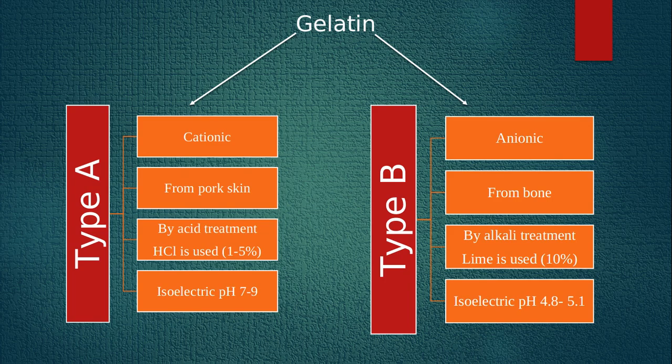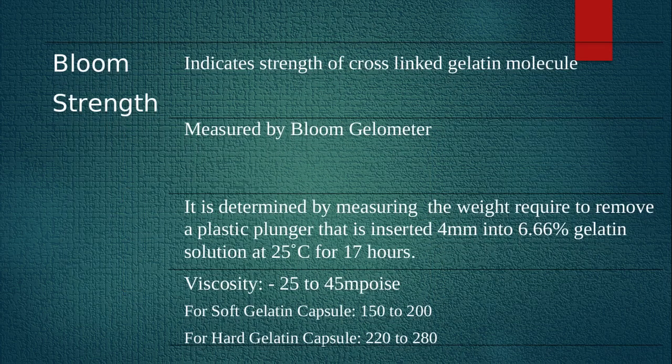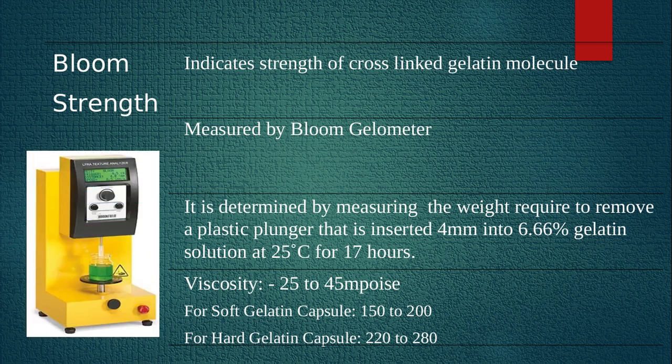So now our next point is bloom strength. As we all know, gelatin is made up of many cross linkings. So bloom strength determines the strength of this cross linking of gelatin molecules. For this purpose, a bloom gelometer is used, as we can see in the picture. Then what is the overall process to determine this bloom strength?